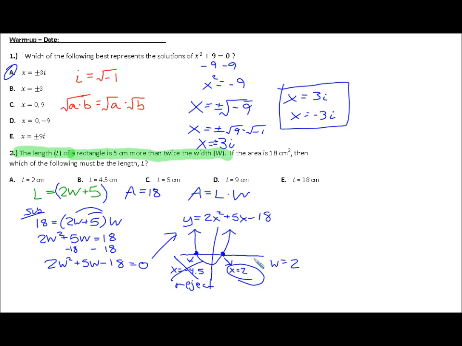Now, after all that, people would want to pick A. So, oh, I did so much work, I have 2. That's my answer. And that's the trick. 2 is your width, not your length. It's asking for length. But we do know area is length times width. The area is 18, and the width is 2. So plug, and then solve. 18 divided by 2 gives you your length, which is 9. The answer is D.